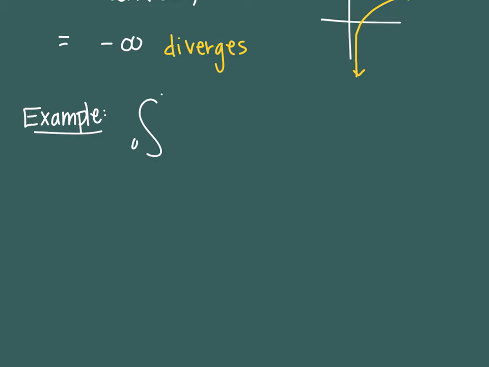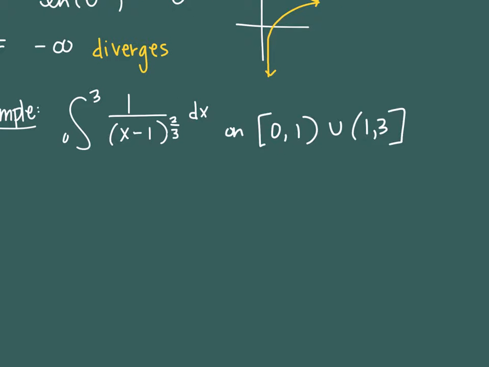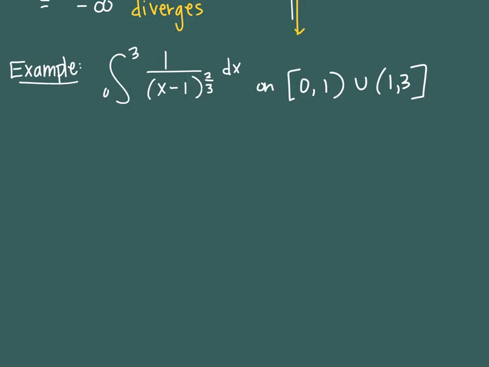Okay, so how about the integral from 0 to 3 of 1 over (x minus 1) to the 2/3 dx? All right, so the bounds are fine. 0 and 3 are both fine. What's the problem? 1. So our domain is going to be going from 0 up to 1, which is fine, and then from 1 to 3, where 3 is also fine, but we cannot use 1.